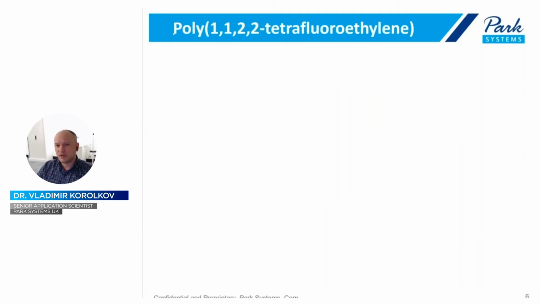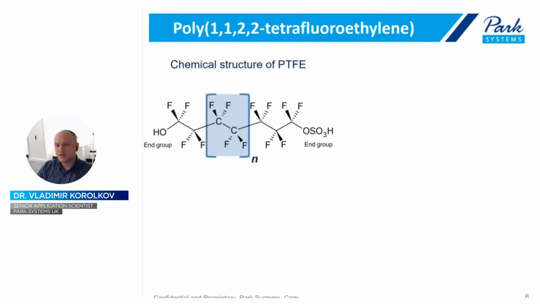So Teflon, or the official chemical name, is polytetrafluoroethylene. Teflon is a commercial name patented by DuPont many decades ago. The chemical structure of Teflon is very simple. Effectively it's a fluorinated polymer where you have nothing but carbon and fluorine atoms. So here's the chemical structure showing the polymer chain, and that motif repeats many times, and that forms a polymeric chain. You obviously have end groups depending on how you synthesize that polymer. It could be hydroxyl or sulfonic acid, and so on.